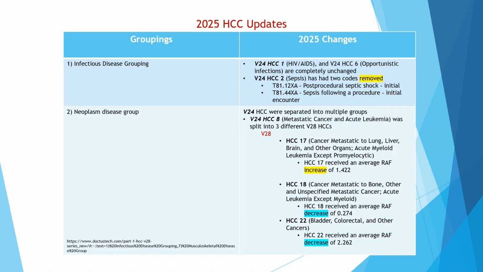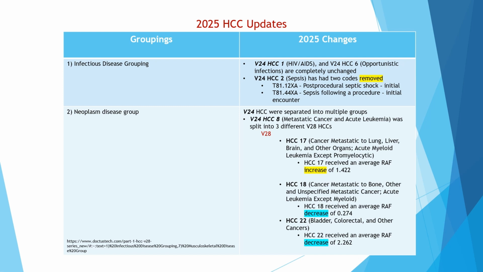2025 HCC updates. 1. Infectious disease grouping. V24 HCC1, HIV and/or AIDS, and V24 HCC6, opportunistic infections, are completely unchanged. V24 HCC2, sepsis, has had 2 codes removed. T81.12XA, post-procedural septic shock, initial. T81.44XA, sepsis following a procedure, initial encounter.